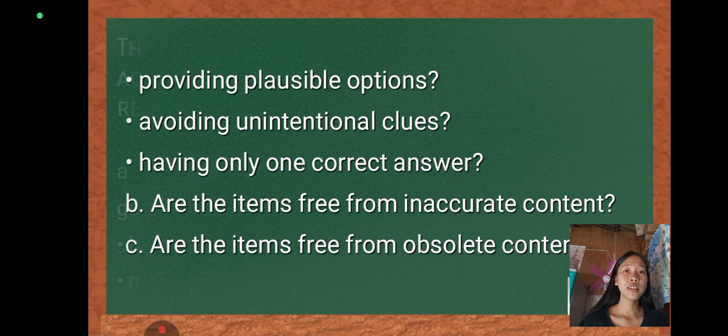The next is providing plausible options, avoiding unintentional clues. Are the items free from having only one correct answer? For example, in a multiple choice. Letter B, are the items free from inaccurate content, such as factual errors and ambiguous words? Then C, are the items free from obsolete content, content that is not relevant or aligned with the topic?